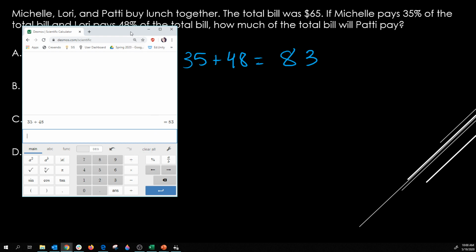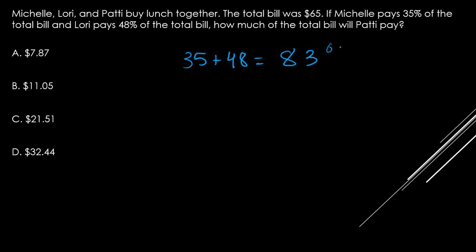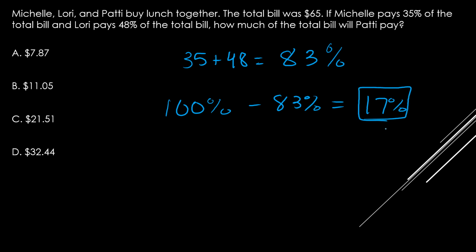So now what I want to do is take this 83, because this is 83%. This is how much of the bill is being paid. And that means that Patty has to pay the rest, right? So 100% minus 83% will give me 17%. Okay, so Patty is paying 17% of the bill.